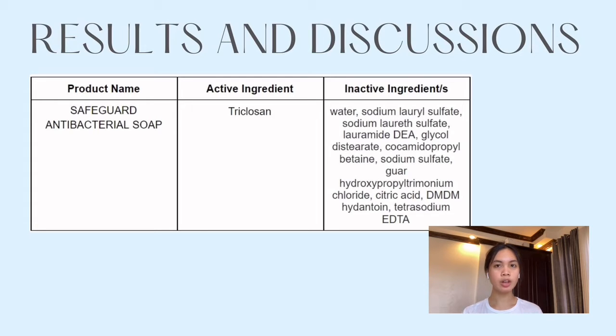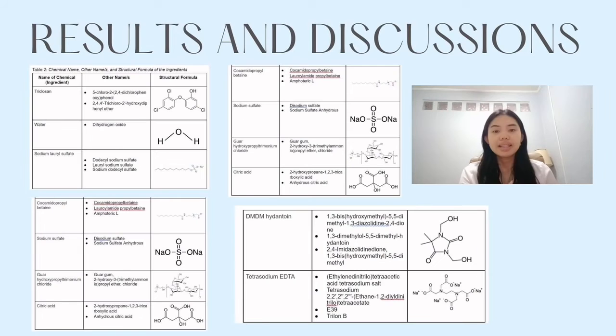triclosan. The third column shows water, sodium lauryl sulfate, sodium laureth sulfate, lauramide DEA, glycol distearate, cocamidopropyl betaine, sodium sulfate, guar hydroxypropyltrimonium chloride, citric acid, DMDM hydantoin, and tetrasodium EDTA as the inactive ingredients present in the product. Table 2 consists of 3 columns, which present the chemical name, other name or names, and the chemical structural formula of each of the ingredients of Safeguard antibacterial soap.